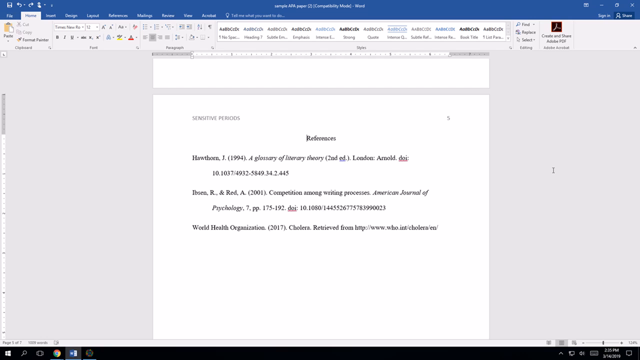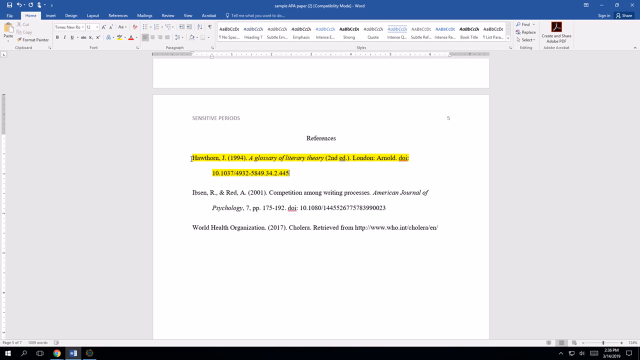But the elements in your citation will vary slightly depending on what kind of source you're working with. So if we look at this first source right here, this is a book. And if you'll notice, we'll start with the last name of the author, followed by a comma, and then the first initial, followed by a period. Then, after the author, we'll list the year of publication, and that will be in parentheses, followed by a period.